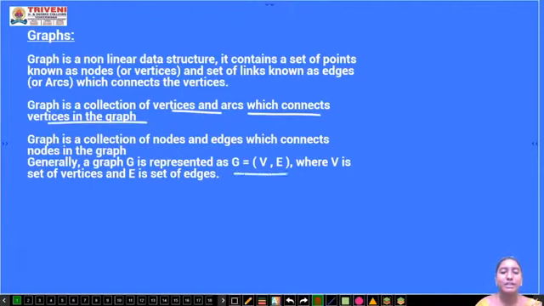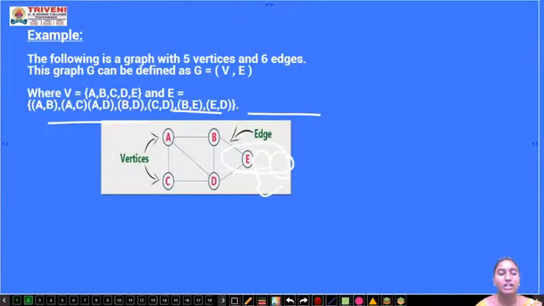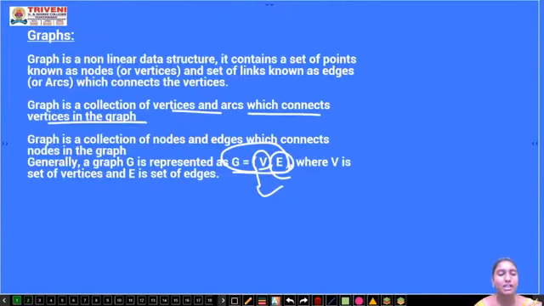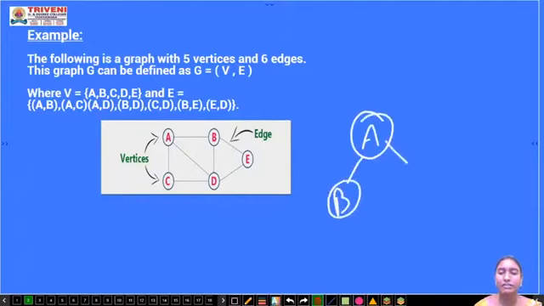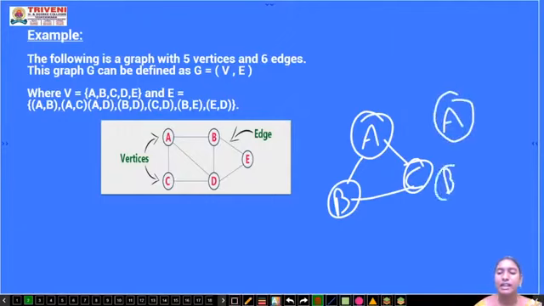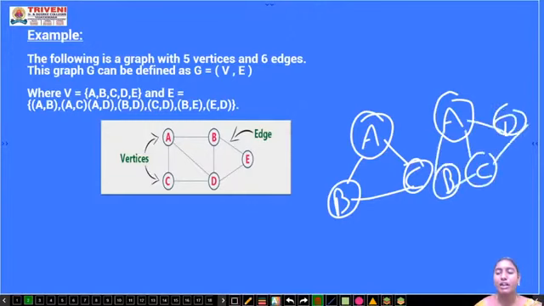And how to represent the graph? G equal to (V, E). V is the set of vertices, E is the set of edges or arcs. And next, how to draw a simple graph? You can draw any graph as you need. This is also a graph, that is also a graph. It is a simple graph, that is A, B, C, and again we can draw A, B, C and also D. This is also one kind of graph. So all the edges and vertices combined are called a graph.